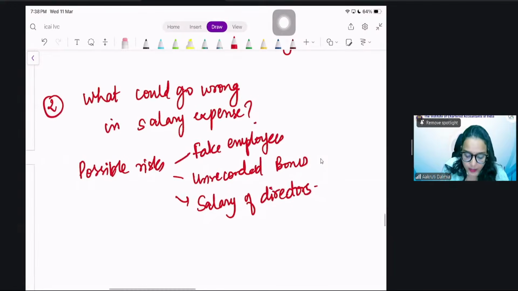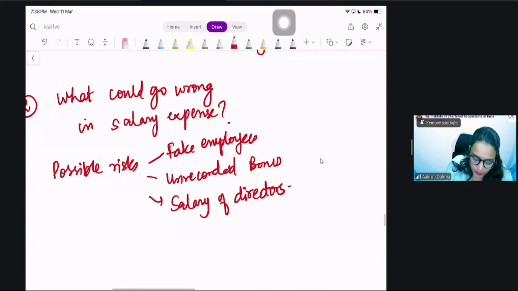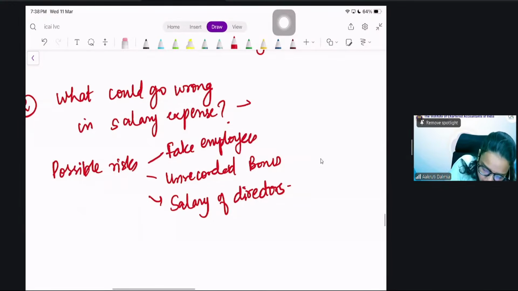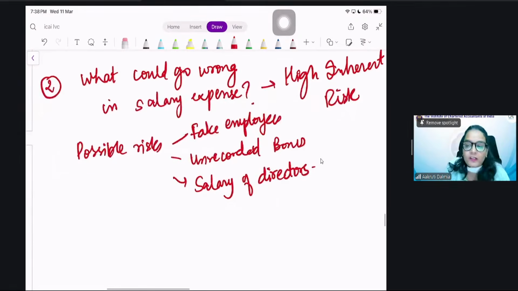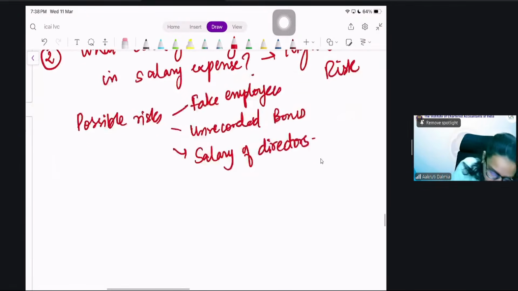So what can go wrong? Second thing is this part. Is the risk very high? Yes, high risk. Is salary a high inherent risk item? Tell me quickly. Yes. Why? Because it is completely internal. Even in the Satyam case it happened, okay?